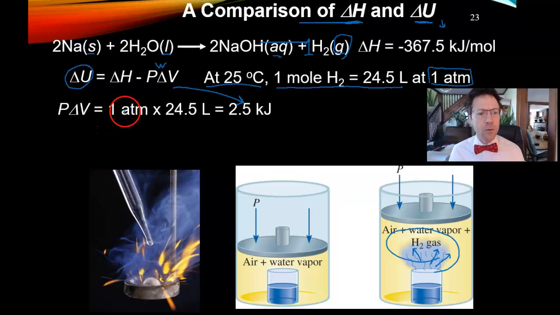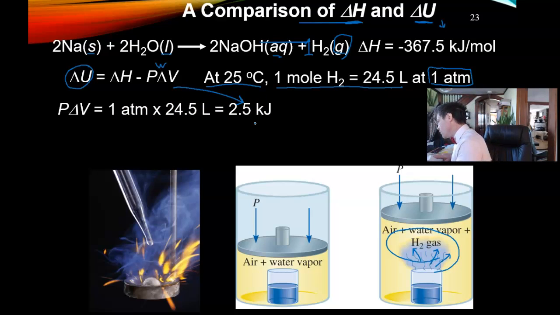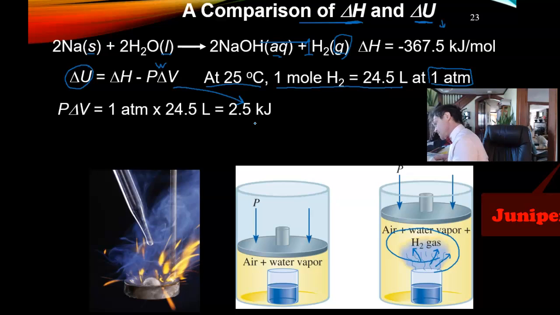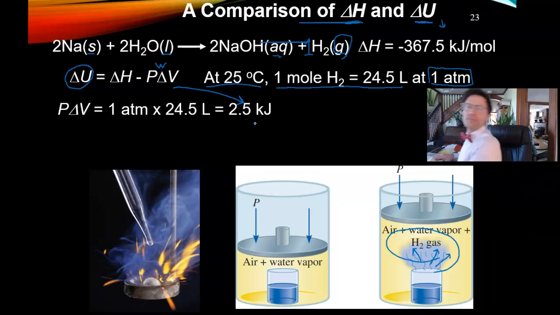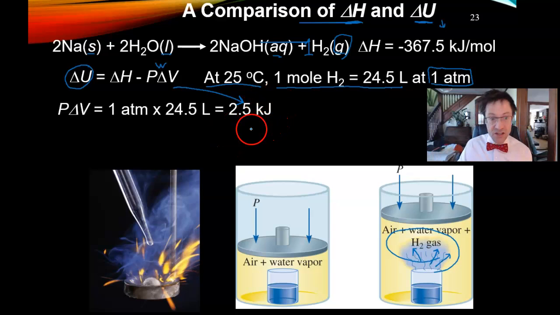Oh, yeah. Remember, we have atmosphere liters. And then in your book, there's a conversion. What is it? It's 101.3 thousand. Oh, yeah. Right in the back of the book. Useful conversion factors. 1 liter atmosphere is equal to 101.325 joules. Simple conversion. That's how we came up with this.